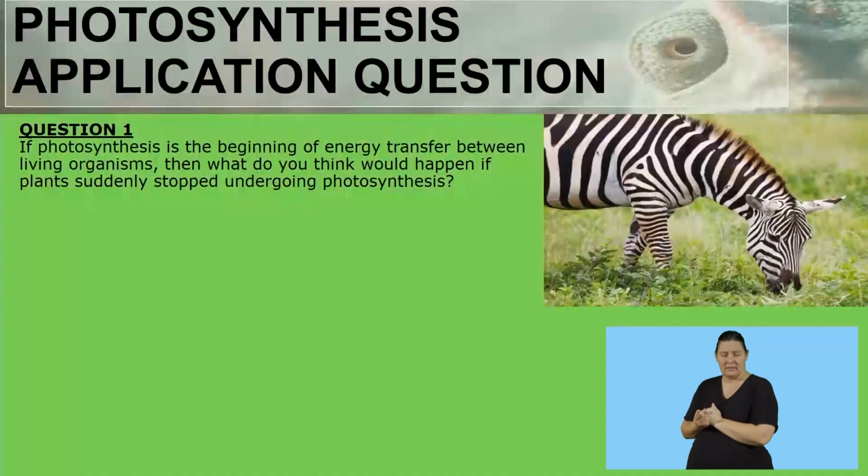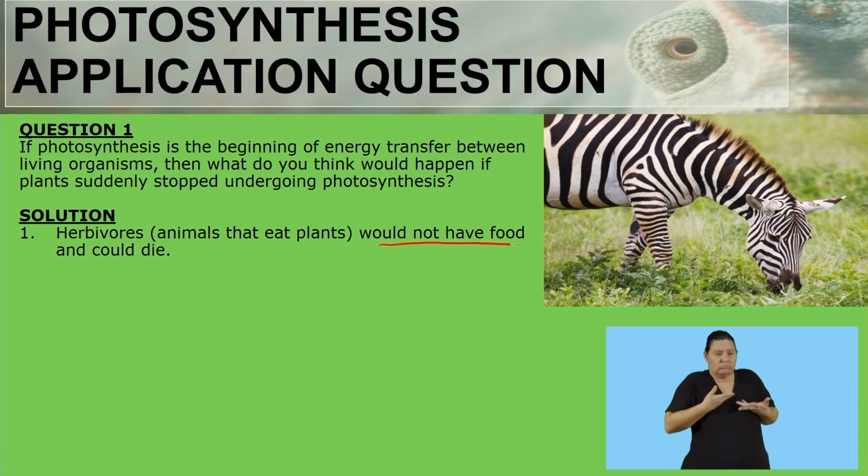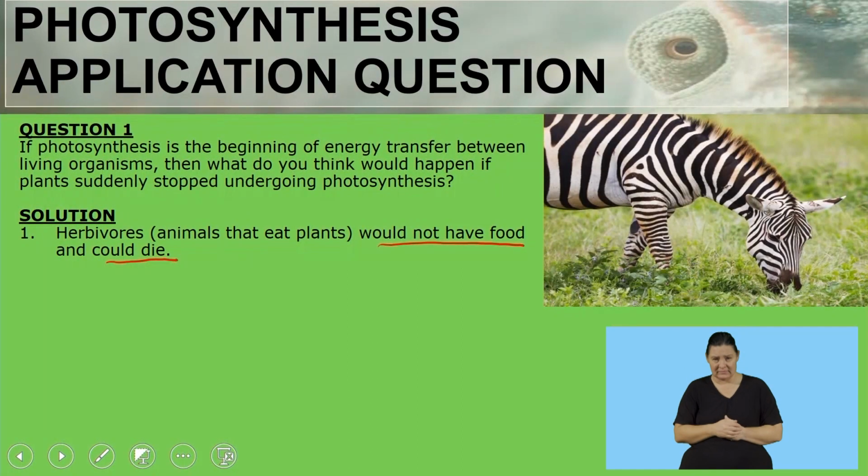So now if they stop making their own food, obviously they are going to stop growing. So what happens now? Let us see what happens. The first thing that is going to happen is that herbivores, these are animals that eat plants, would not have food, and they could potentially die, because if you have no food, no nutrition. No nutrition, no energy. Remember, this lesson is about the transfer of energy. No energy, you will be in one place for a very long time and possibly die. Right, so our herbivores are going to die.